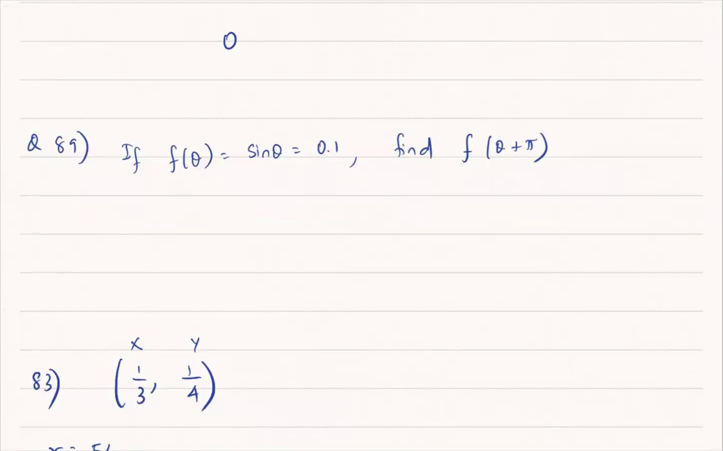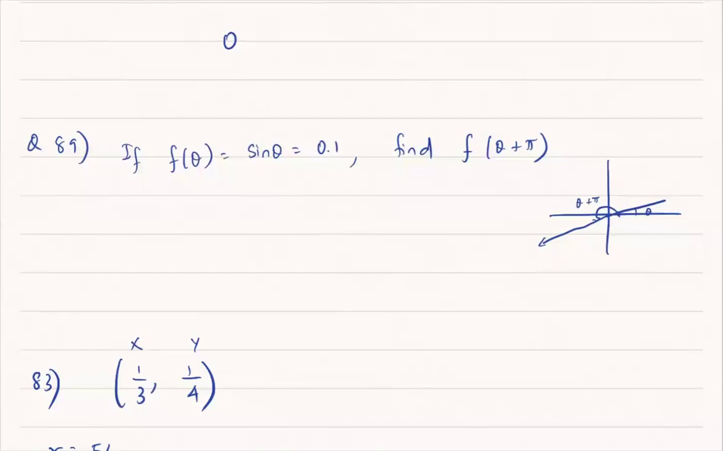If sine theta is 0.1, so 0.1 sine theta. So let's assume it's over here. The angle is here. Okay. The question is asking you, what is theta plus pi? Now, if you go pi units, you're going to end up here. So this is theta plus pi. Okay. So this whole thing is theta plus pi.